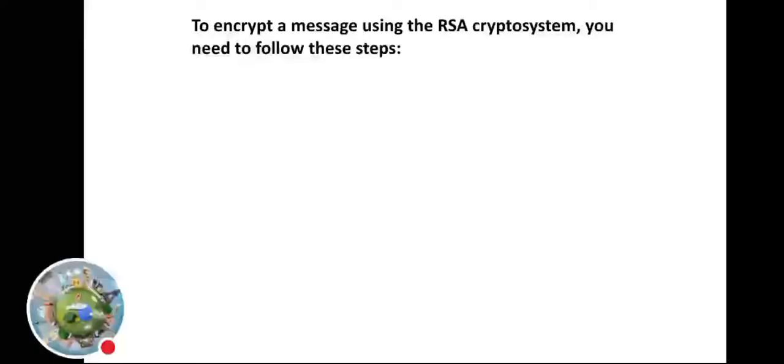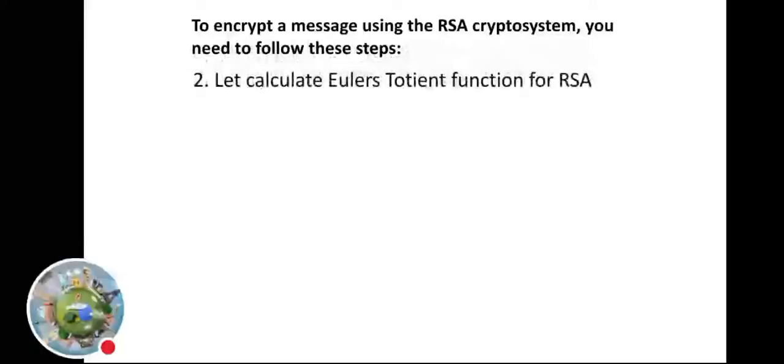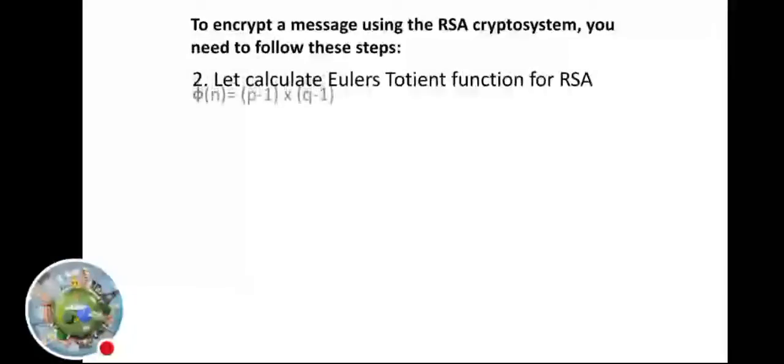So next, you have to find out Euler's totient function. It means that pi of n formula is p minus 1 into q minus 1.